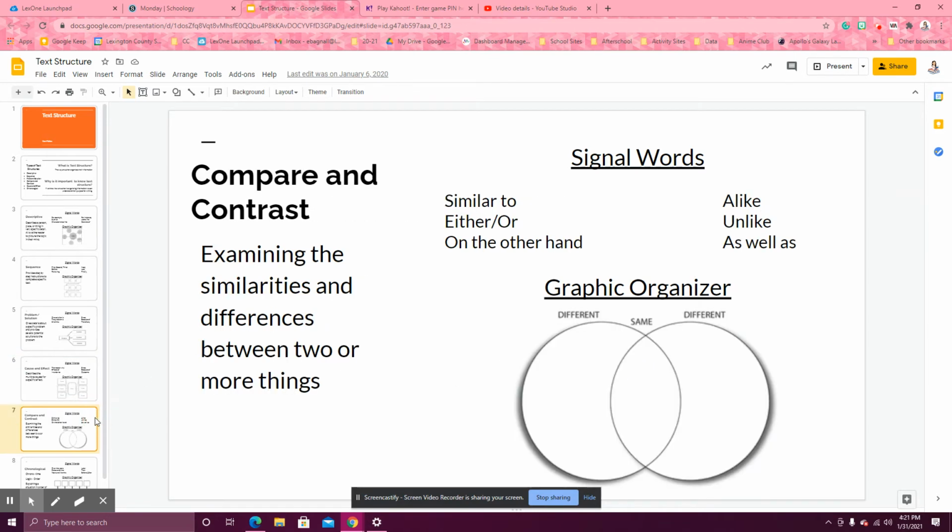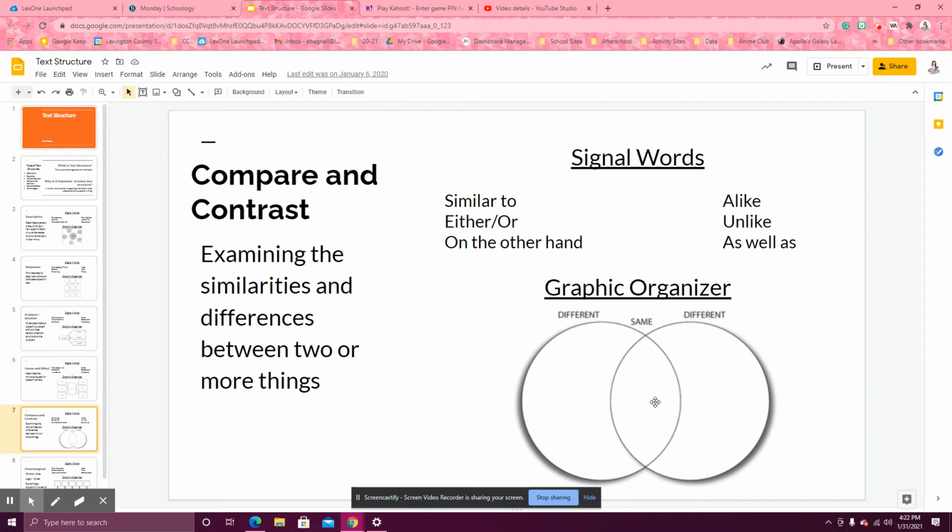All right, now one that I know you're familiar with, the concept of compare and contrast text structures. It's when you're looking at what's similar and what's different about two or more things. And you should all be familiar with the good old-fashioned Venn diagram. So signal words: similar to, either or, on the other hand, alike, unalike, as well as, similar, different. These are all signal words for compare and contrast.